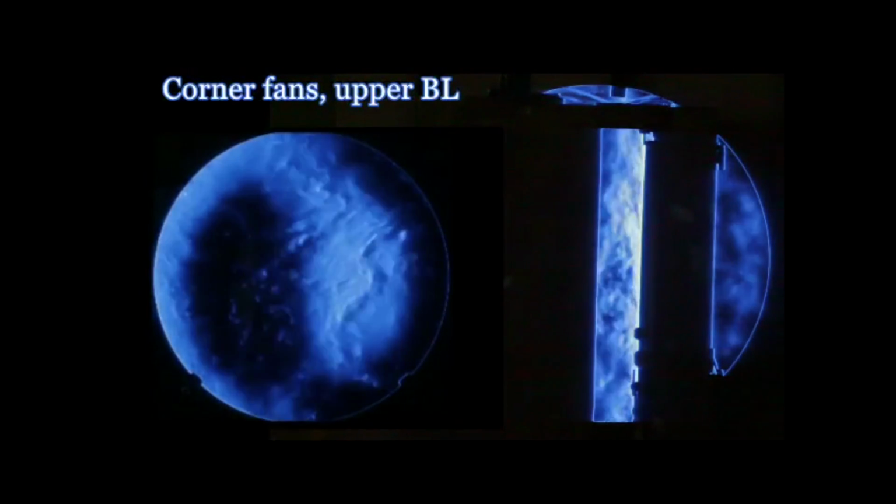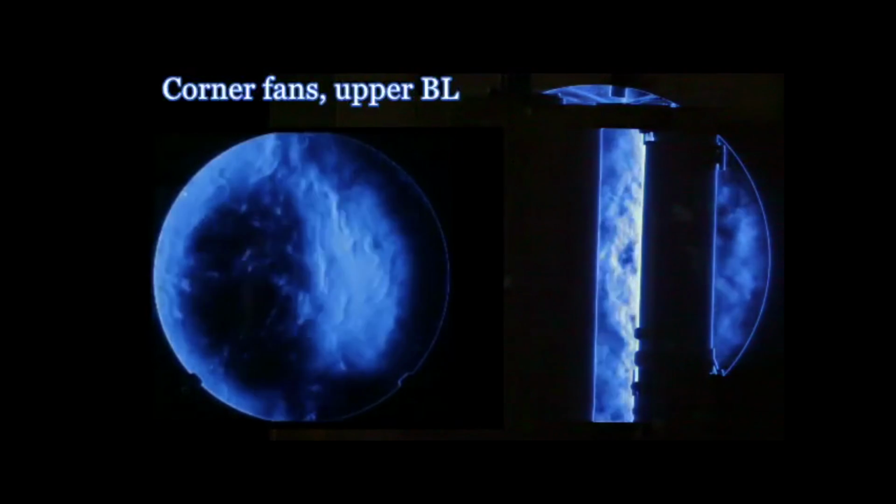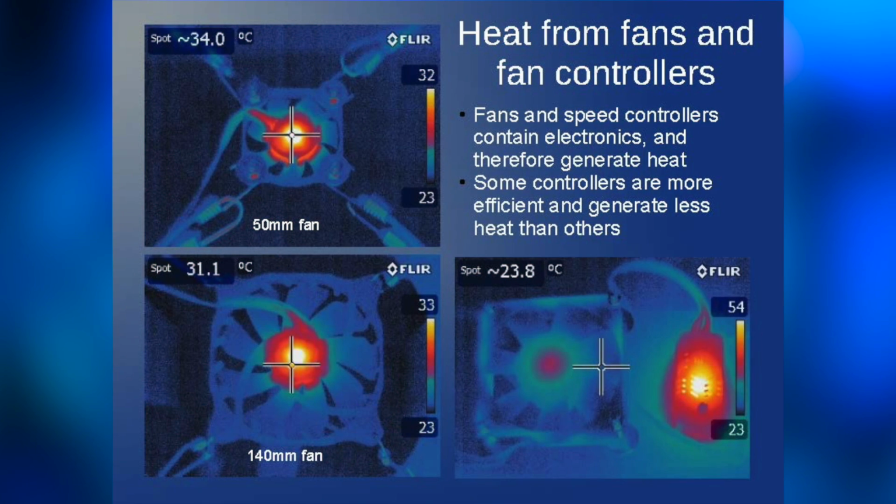Now, last few things. We have these little things called fans and speed controllers. A fan is a motor, so it's transforming electrical energy into motion. And then we have the controllers, which control how much electricity they get. Those both create heat, strangely enough.